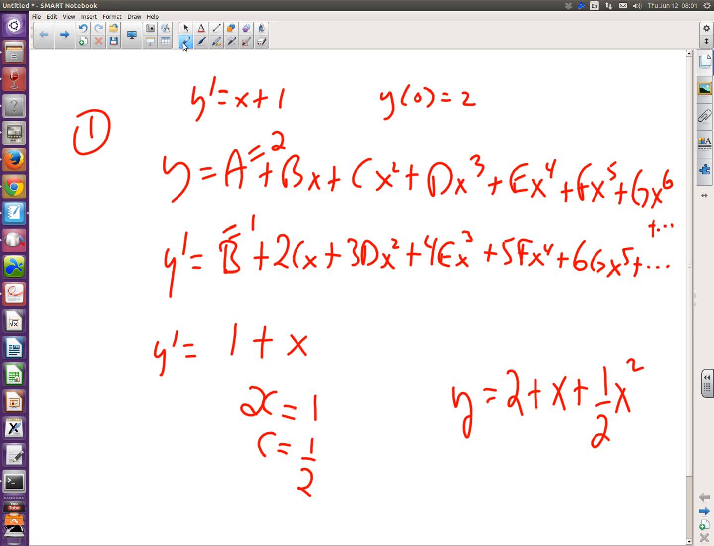Isn't that the same solution we just found a minute ago by simply anti-differentiating, getting a plus c and filling it in, right? This is a lot more work. Why would you do this? Because sometimes you can't do it easily. All right, that's number one.